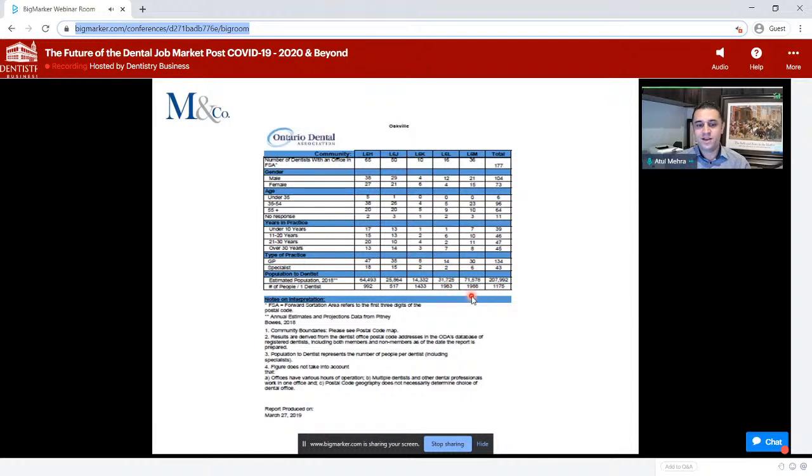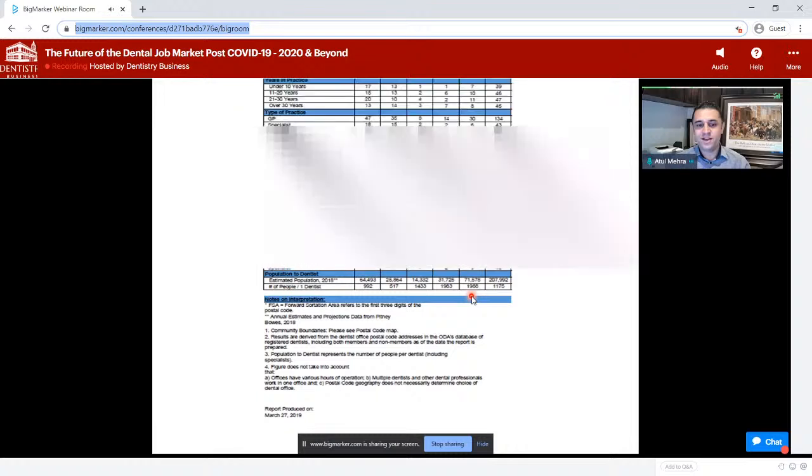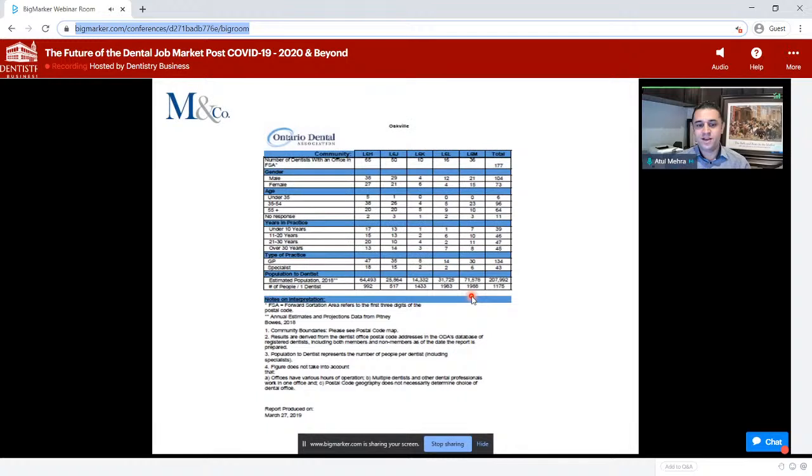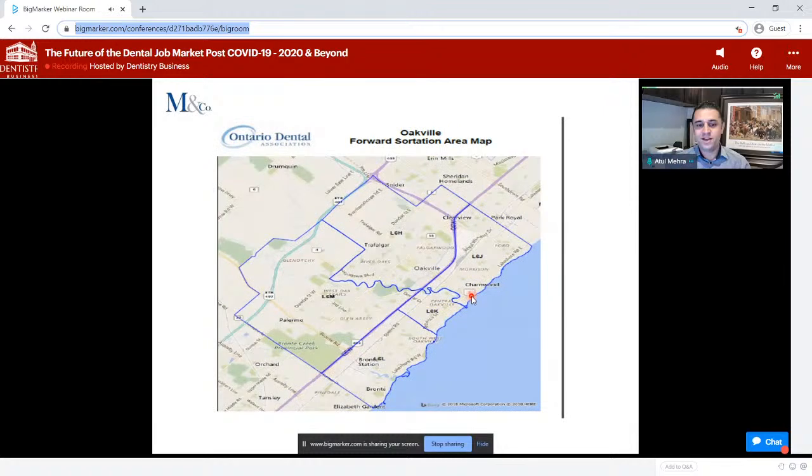So this can also help you in your job search, because you might want to do some research when you're investigating different community boundaries, and find out what's happening in that area, and whether that dental office is in an area where there's a growing demand for dentists, or there's too many dentists, because that could affect your hours. The other thing is, if you're buying a practice or starting a practice, this information is very valuable in researching that particular jurisdiction and determining if that location meets your requirements.